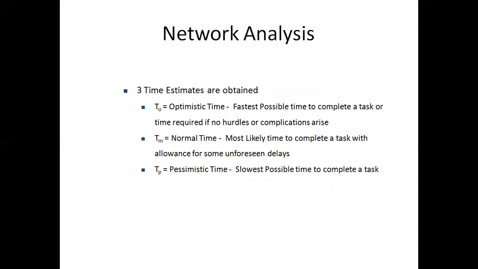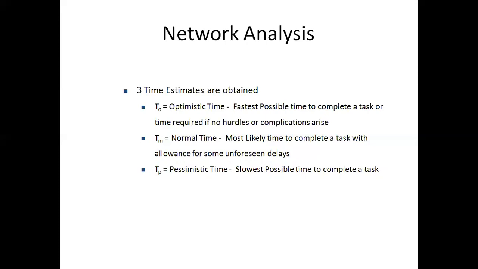That is the optimistic time, T0, the normal time, TM, and the pessimistic time, TP. Say 30 workers were interviewed, and we'll divide them into 3 groups of 10 each, and we'll take the optimistic time. That is, the group will say how many of you can complete the work in the fastest time, in the smallest amount of time. That is the optimistic time, the fastest time. They will answer 10 days.